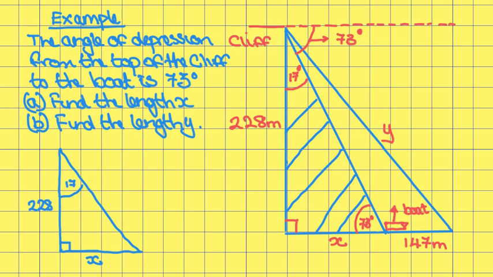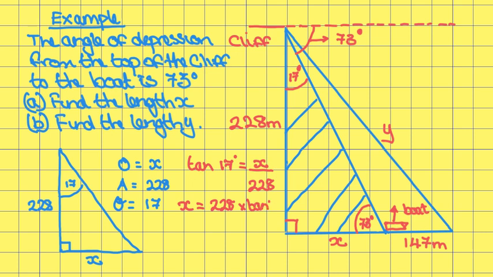So let's write down what we've got. We've got the opposite is x, adjacent is 228, and theta is 17. So opposite and adjacent is tan. Therefore we've got tan 17 degrees is equal to x over 228. So x is equal to 228 times tan 17. And if you go to your calculator, x is equal to 69.7 meters.